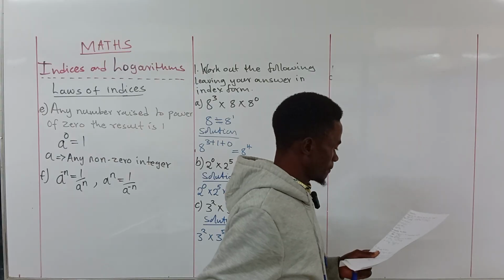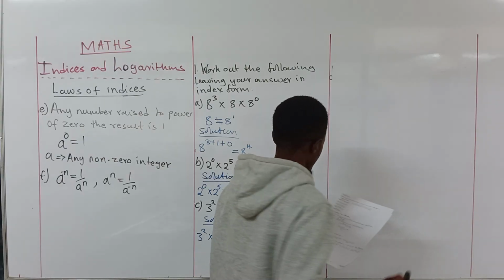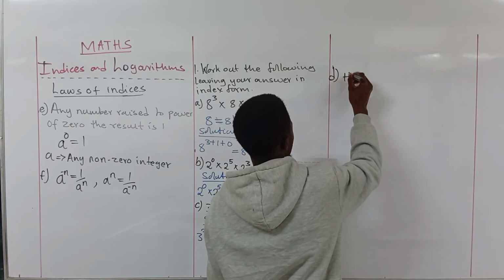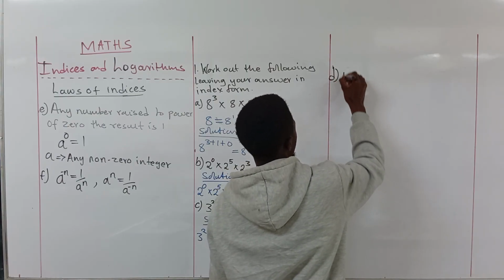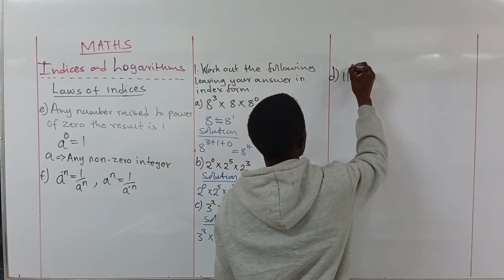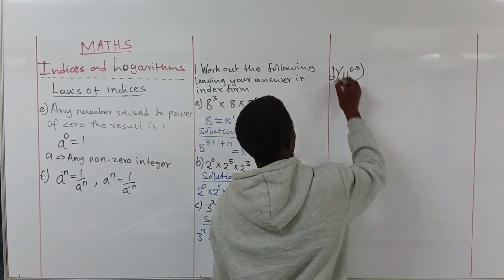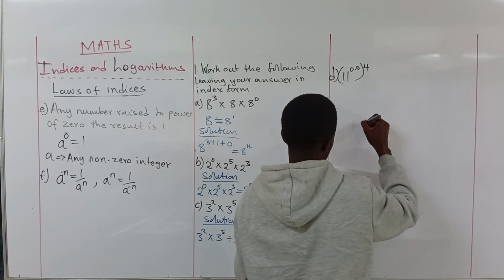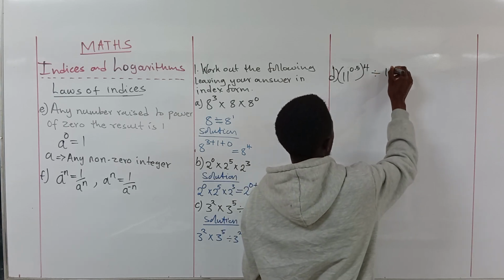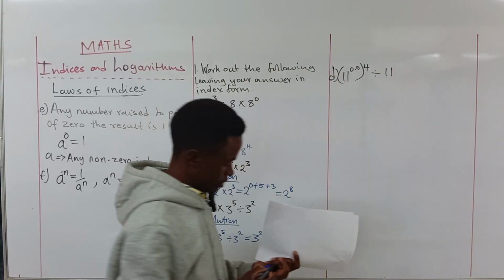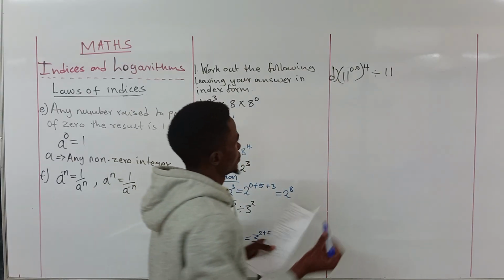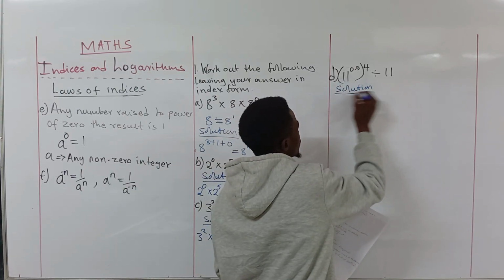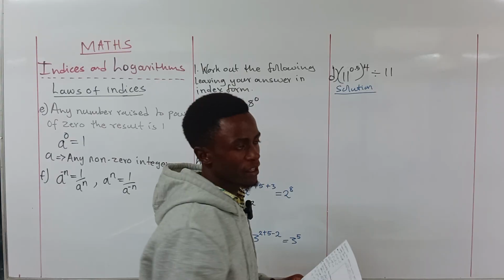That is part D. We have 11 raised to 0.5 and then power 4, that is 11 raised to 0.5, all to the power 4, divided by 11.